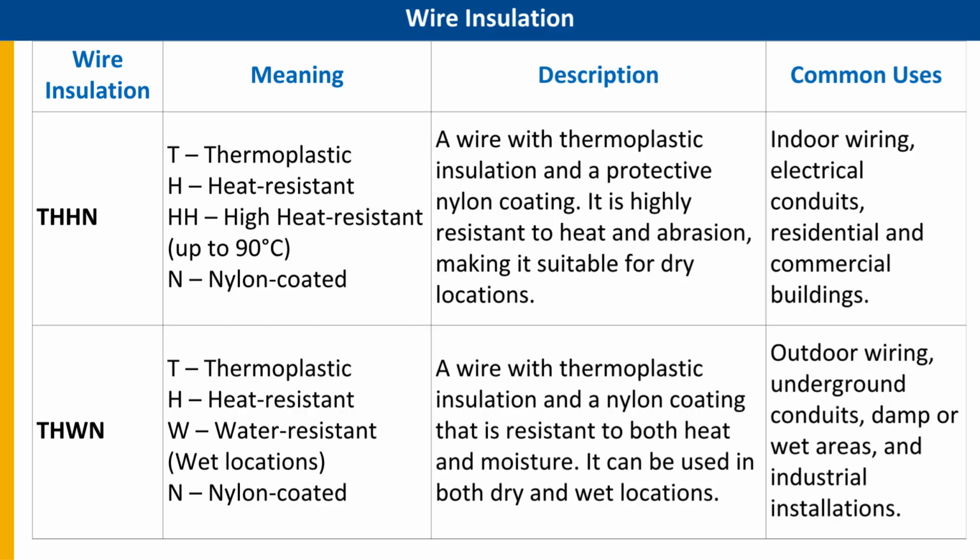THWN: T, thermoplastic. H, heat resistant. W, water resistant, wet locations. N, nylon coated, a wire with thermoplastic insulation and a nylon coating that is resistant to both heat and moisture. It can be used in both dry and wet locations. Uses: outdoor wiring, underground conduits, damp or wet areas, and industrial installations.